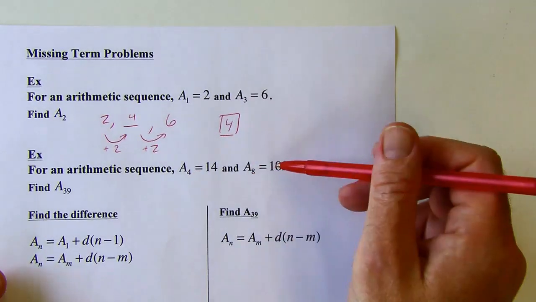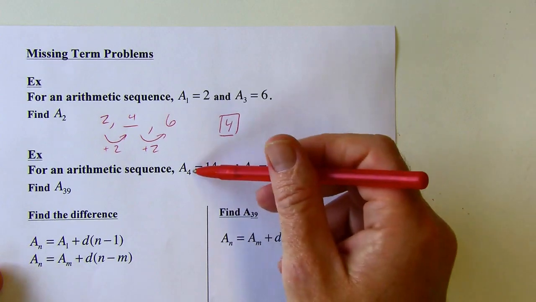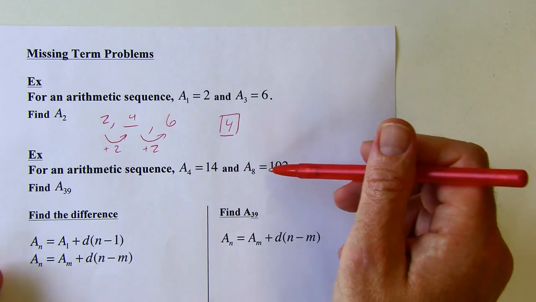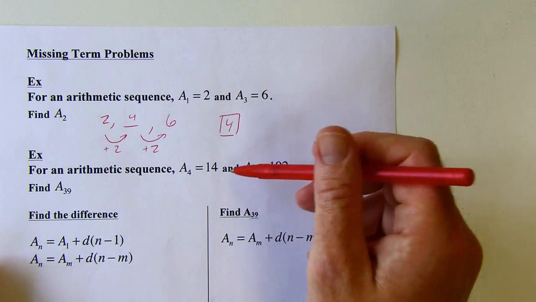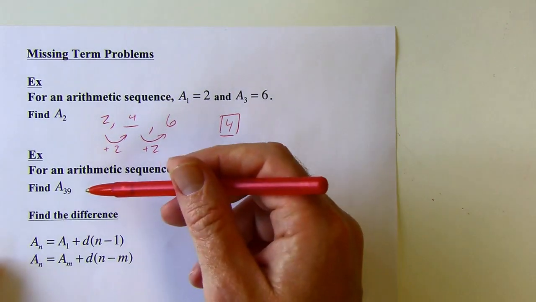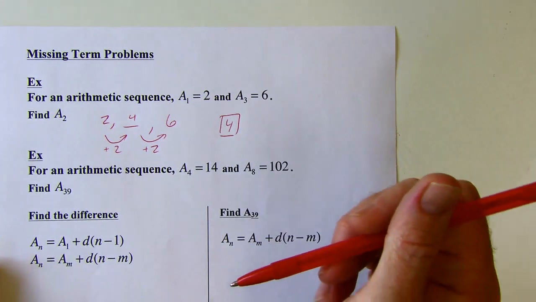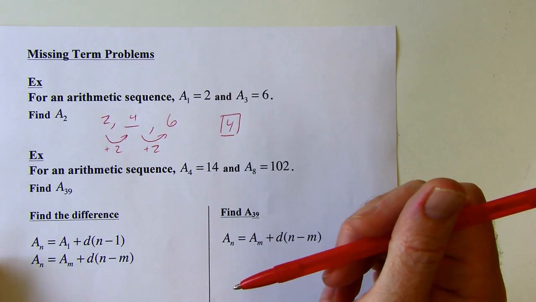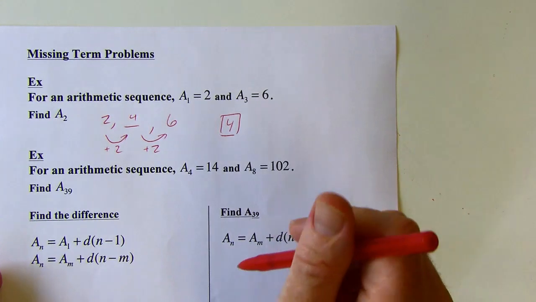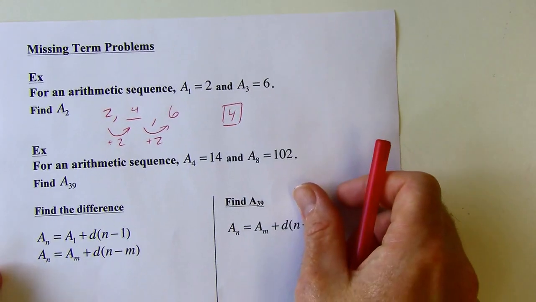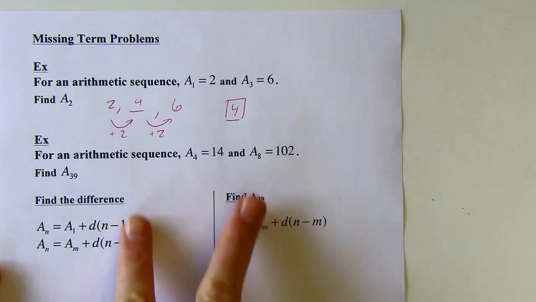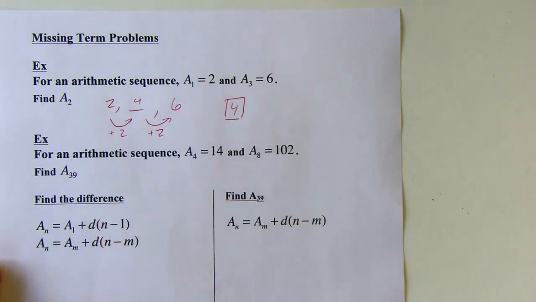If I look at this next example, now I've got the 4th term and the 8th term, and you could figure out what goes right in between them, but I'm looking for the 39th term. So that's going to be more difficult, okay? So we're going to have to use a more complicated method for a problem like this. So I've got this split into two parts.